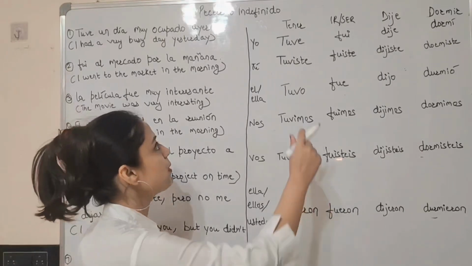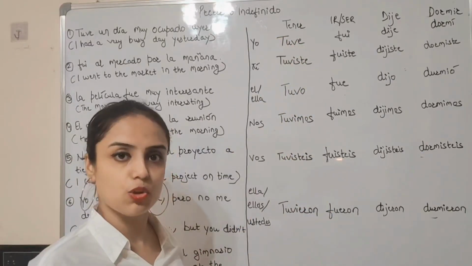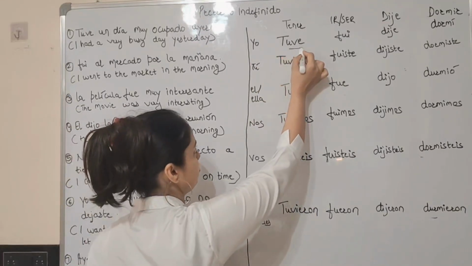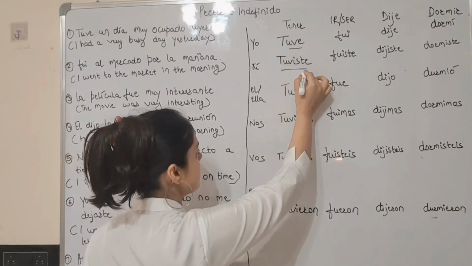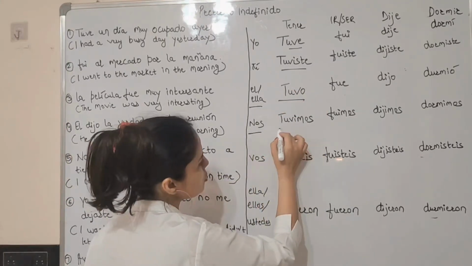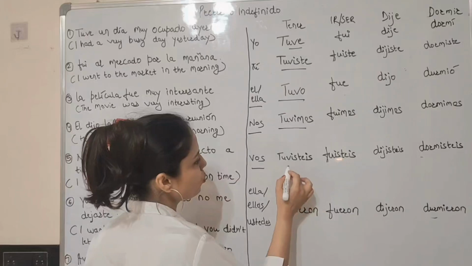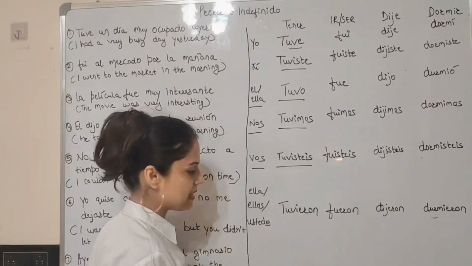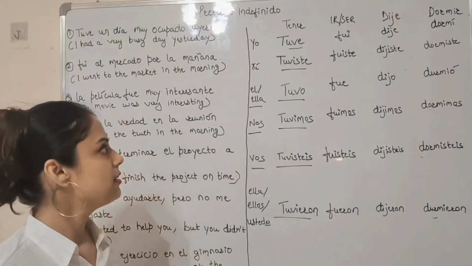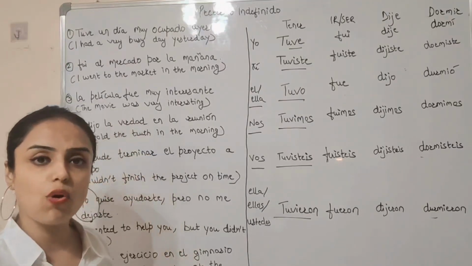Vale. So the first one is tener. Tener means to have. So its yo form is tuve, tú, tuviste, él, ella, usted, tuvo, nosotros, nosotras, tuvimos, vosotros, vosotras, tuvisteis, ellos, ellas, tuvieron. Vale.